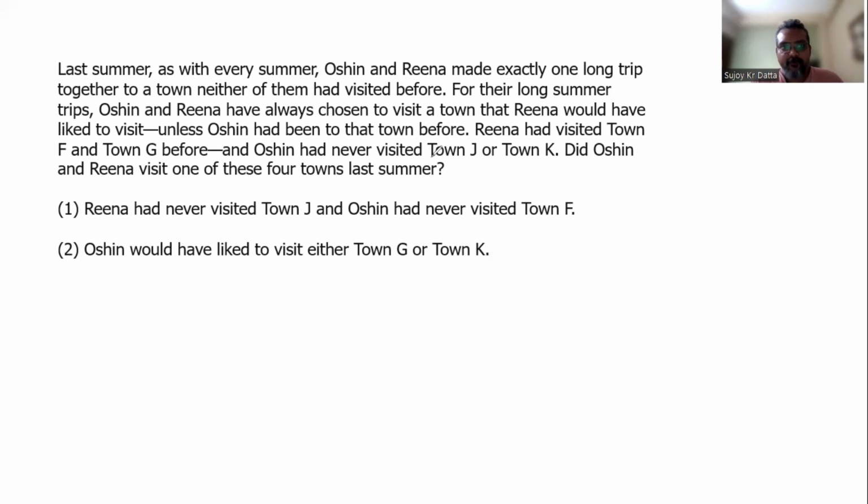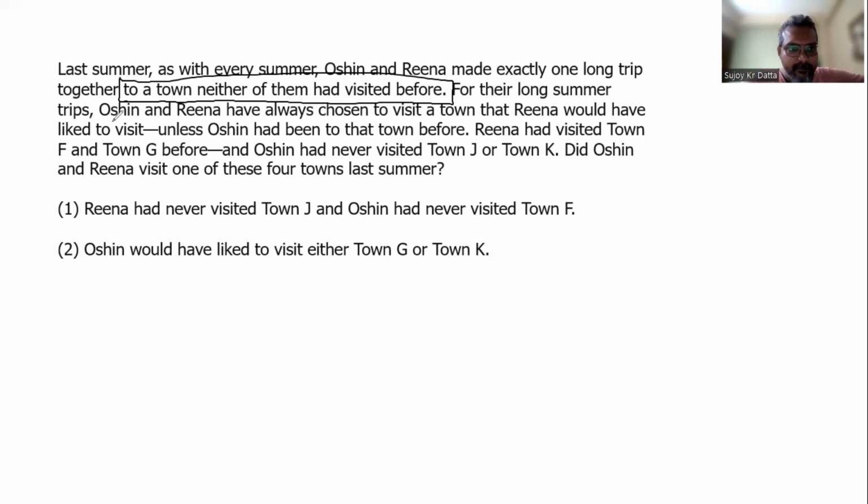Some information in text form is given. Last summer, as with every summer, Roshin and Reena, let's say O and R, have made a trip together to a town neither of them had ever visited before. So the point here is neither has visited before. That means the town was such that neither of them had been to that town before last summer. That's what it is saying.